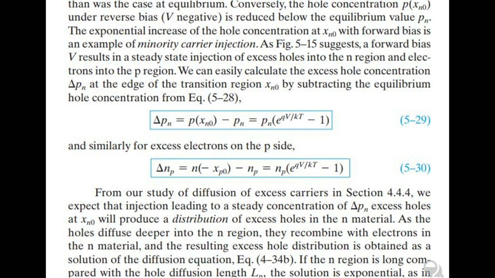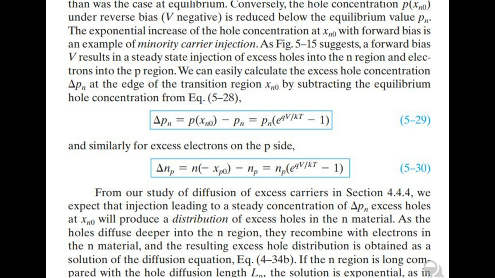As Fig 5.15 suggests, a forward bias V results in a steady-state injection of excess holes into the N region and electrons into the P region. We can easily calculate the excess hole concentration δpn at the edge of the transition region xn0 by subtracting the equilibrium hole concentration from Eq 5.28. And similarly for excess electrons on the p side.